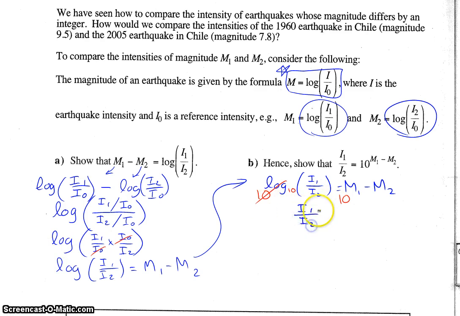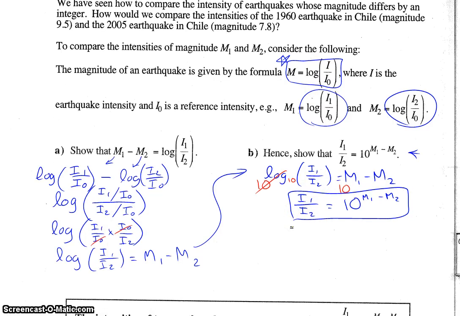Okay, so now we have I1 over I2 equals 10 to the exponent of m1 minus m2. And there we go. We have shown that that is equivalent to that. And we're actually going to use that in our calculations for the examples below.